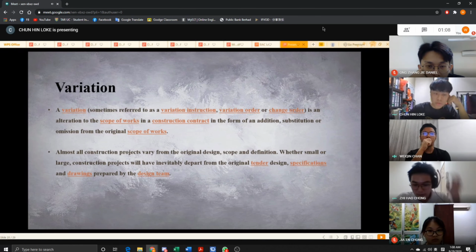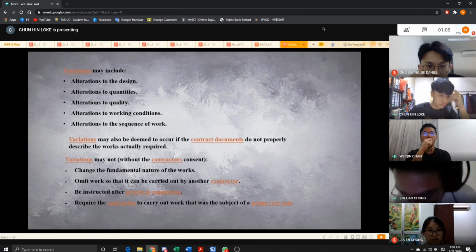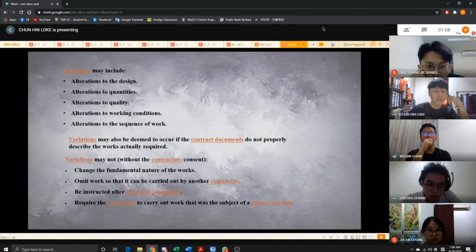Next. Variation may include alteration to the design, alteration to the quantity, alteration to quality, alteration to working conditions, and alteration to the sequence of work. Variation may also be deemed to occur if the contract documents do not properly describe the work actually required.